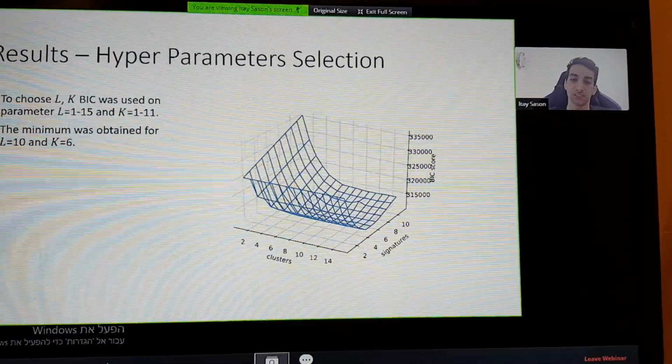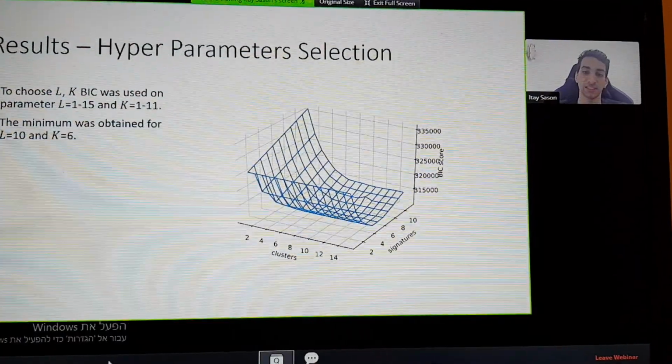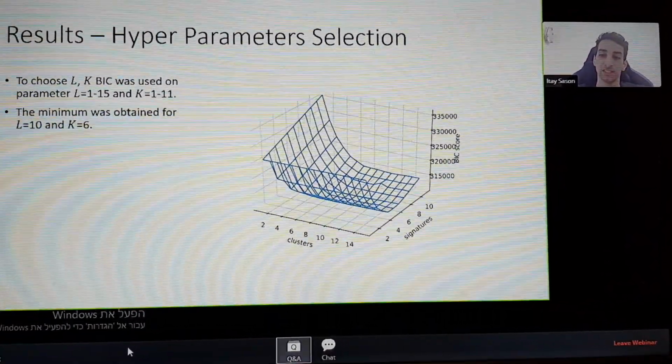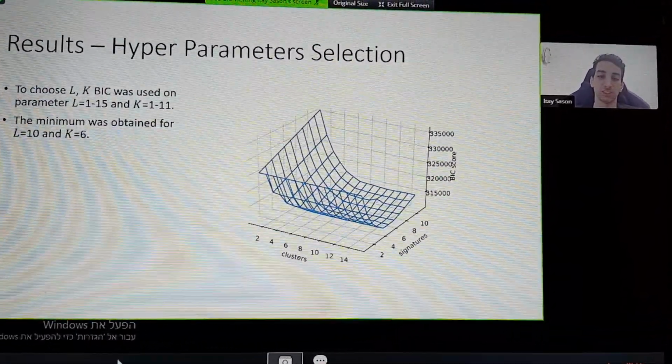The minimal BIC score is obtained using 10 clusters and 6 signatures, and as can be seen in the graph, from some point the number of clusters has less effect on the BIC, suggesting the model is somewhat robust to this parameter.